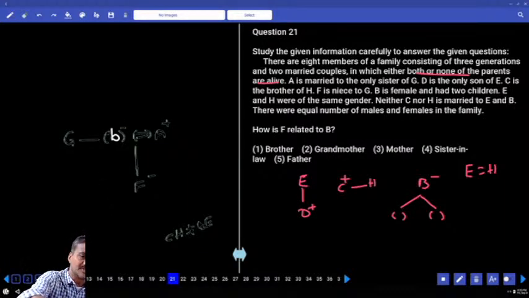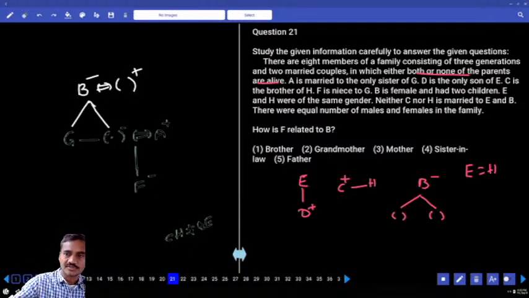As B at this place is not possible, and B has 2 children, B must be in the first generation. B is a female. The couples are living, and the info says either both or none of the parents are alive. Then E is here and D is here. E is the parent of D. Can you take E at this place or not? If E is here, D cannot be a female.